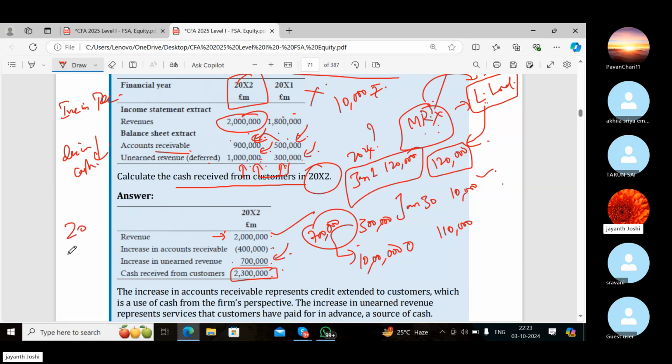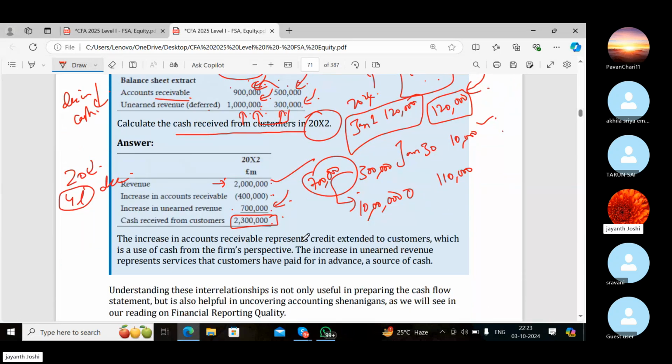Out of 20 lakhs revenue, 4 lakhs is the increase in account receivable, that is a decrease in cash, that will be adjusted because 20 lakhs has the credit sales amount as well. And then cash increase here. So cash received from customers.